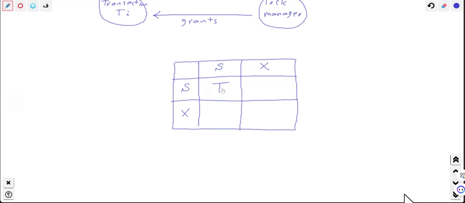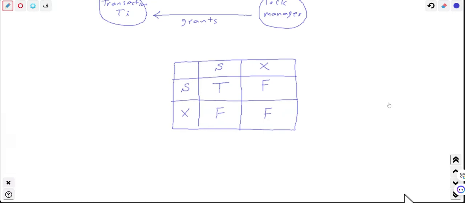So we write T, or true, here that shows consistency between shared modes. So S and S, or two shared modes, are consistent. We put T here. But shared mode locks and exclusive modes are not consistent, so we put false here. Also for X and S we put false. For X and X we put false, because when a transaction takes an exclusive mode, it can read and write that data item, and we cannot permit other transactions to read or write that data item.